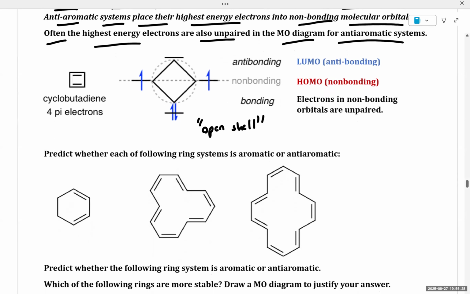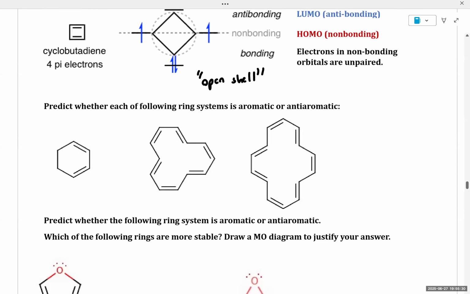I'd like you to tell me whether each of the following ring systems is aromatic or antiaromatic, or neither. In this case, this compound is not conjugated. So it's neither aromatic nor antiaromatic.